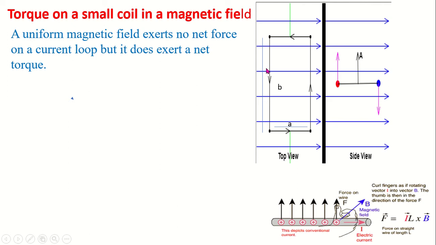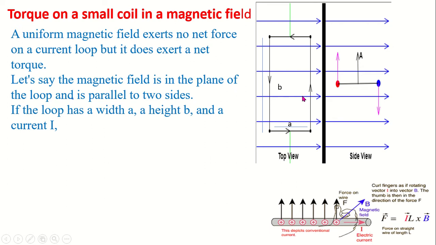So the net force will be 0, but the forces created at the left arm and right arm, in opposite directions, will create a net torque, and here we have to calculate that net torque. So let's say the magnetic field is in the plane of the loop and is parallel to two sides. If the loop has a width A and a height B, and the current I is flowing through the loop in the anti-clockwise direction.